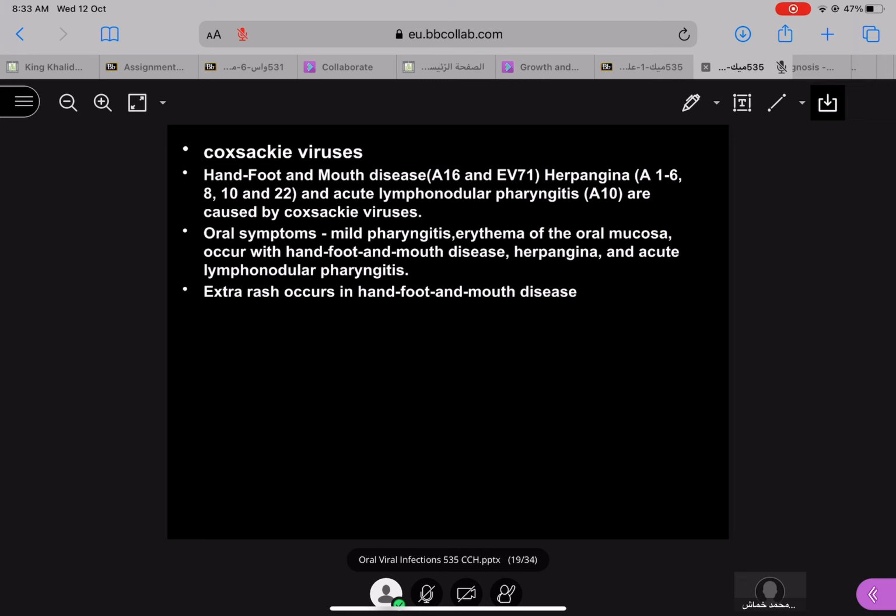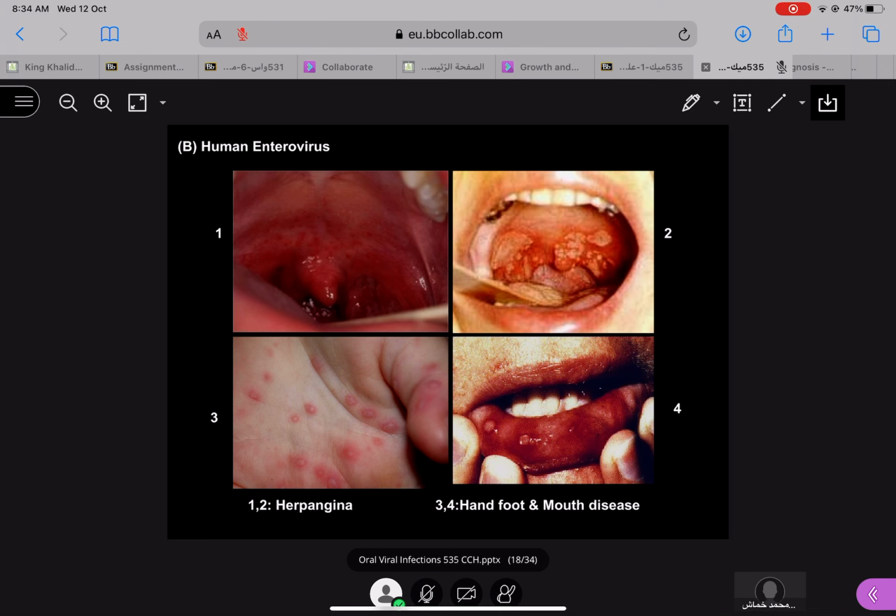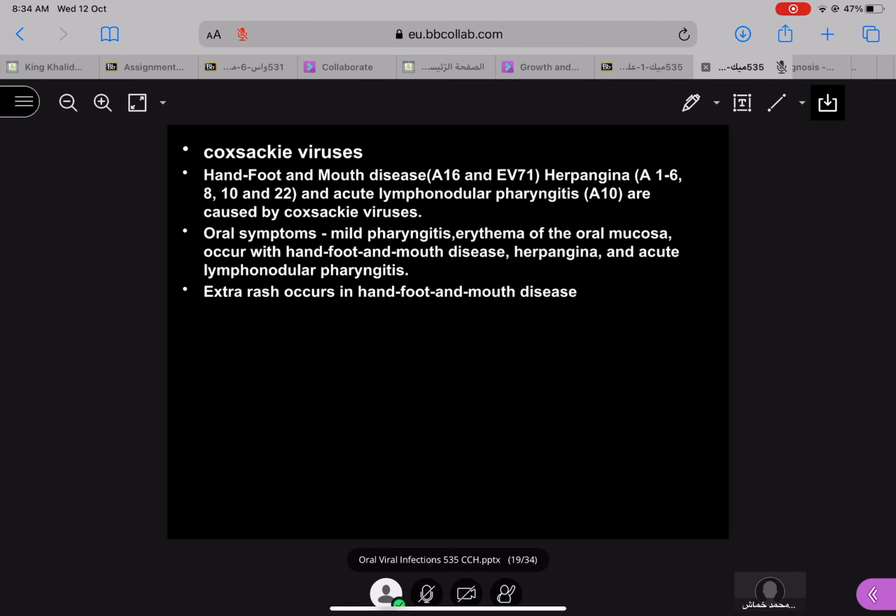Oral symptoms: mild pharyngitis, erythema of the oral mucosa occur with hand, foot, and mouth disease, herpangina, and acute lymphonodular pharyngitis. Extraoral rash occurs in hand, foot, and mouth disease. You see here, hand rash and mouth rash. This is because of Coxsackie virus.